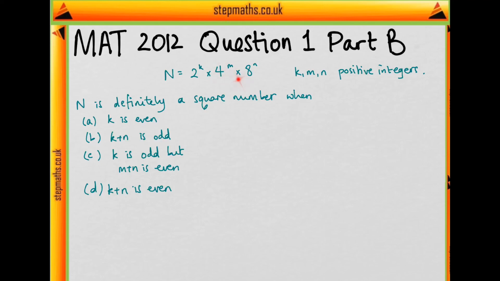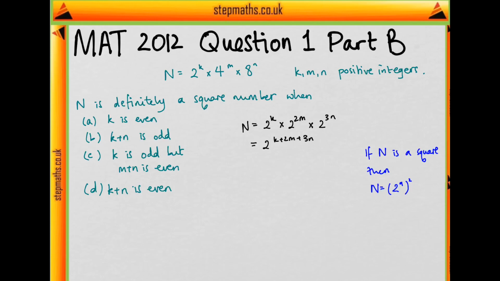So we can see that 4 and 8 are also powers of 2. So let's write this whole thing as 2 to the power of something, because then it's probably going to be easier to work out when it's a square. We just need the exponent to be even. Because 4 is 2 squared and 8 is 2 cubed, if we collect all the powers, we get that n is equal to 2 to the power of k plus 2m plus 3n. So we see that 2 is the only prime factor of n.